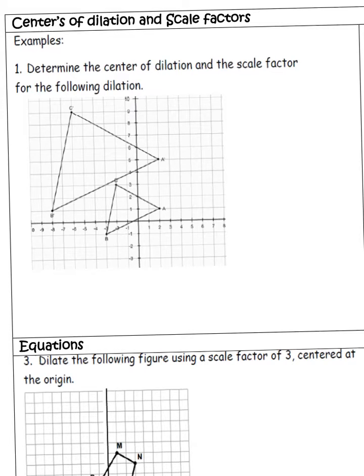Okay, so I'm going to connect my A's together, like that. I'm going to connect my B's together, and yours is probably going to look better than mine because you can use a ruler. And I'm going to connect my C's together. Okay, and it looks like I'm crossing about here at 2, -3. So my center of dilation is where they cross, which is at 2, -3.